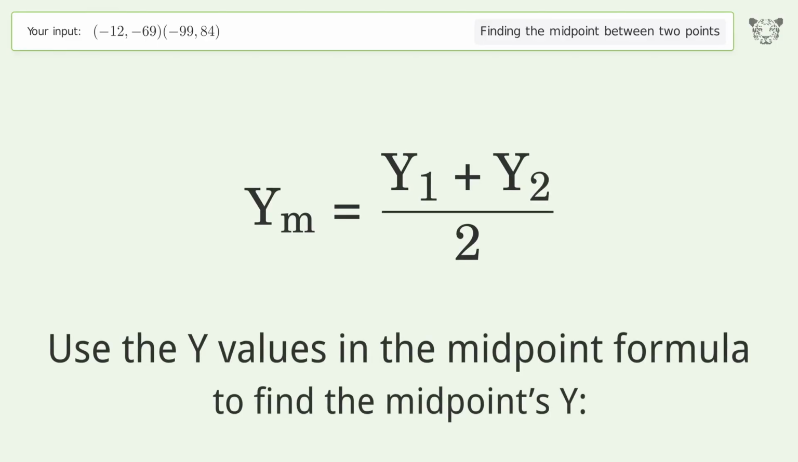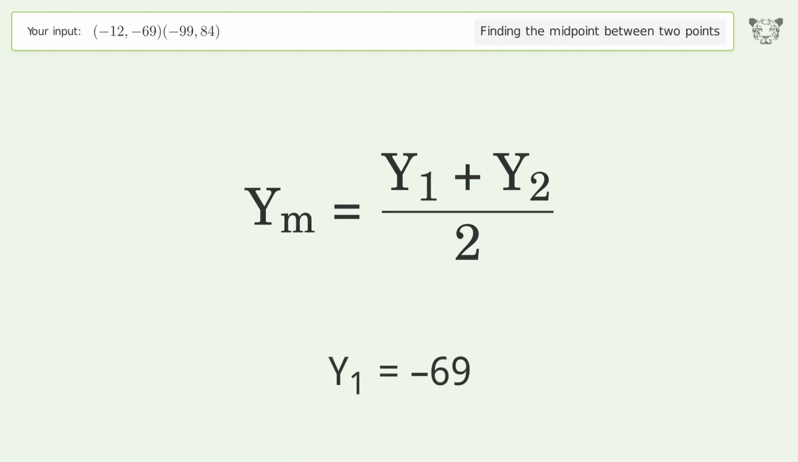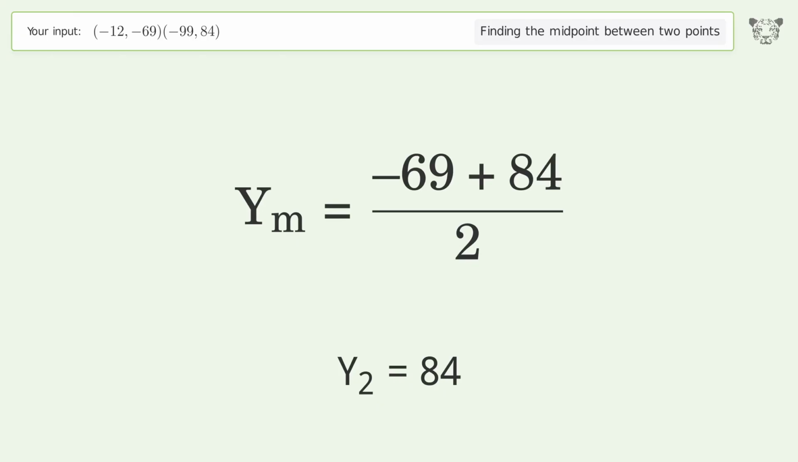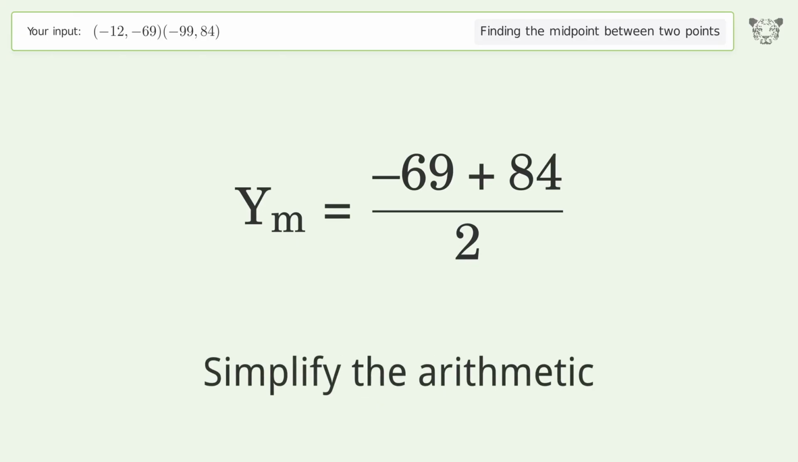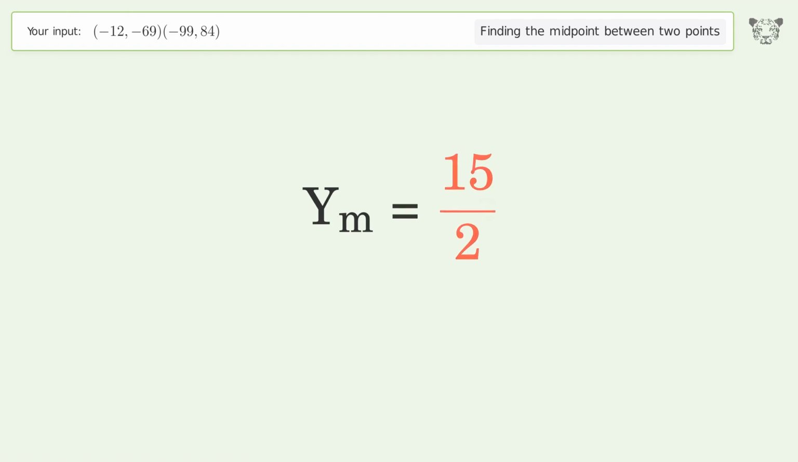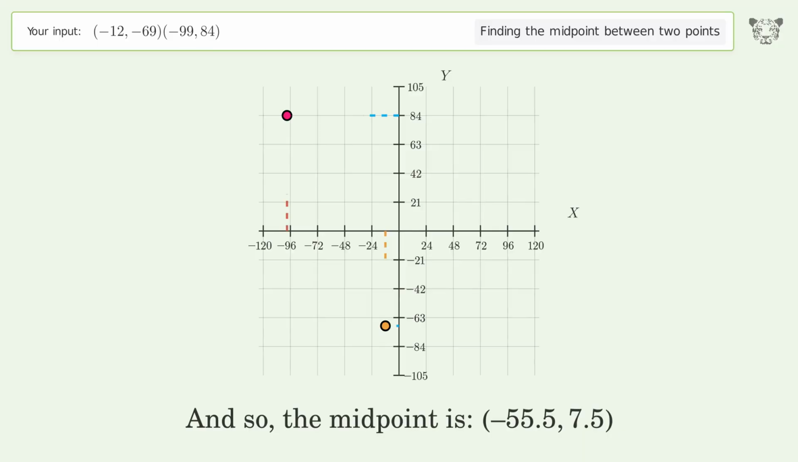Use the y values in the midpoint formula to find the midpoint's y. y1 equals negative 69. y2 equals 84. Simplify the arithmetic. And so, the midpoint is negative 55.5, 7.5.